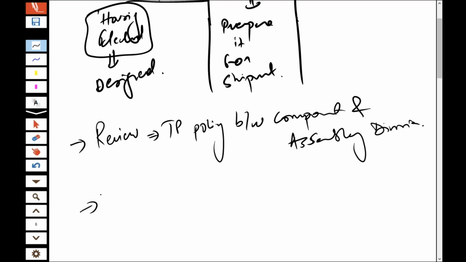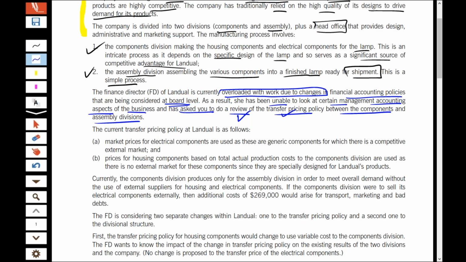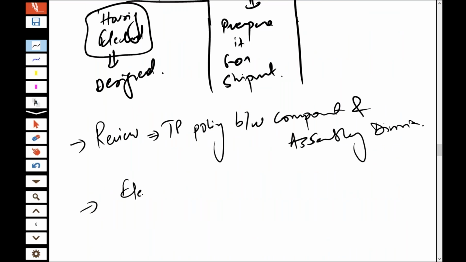Now, what else is there? It says the current transfer pricing policy at Landwell is as follows. Market prices for electrical components are used as these are generic components for which there is a competitive external market. So what it does is that the electrical components are being used at the market value. Why? Because they are more of a generic sort of thing.